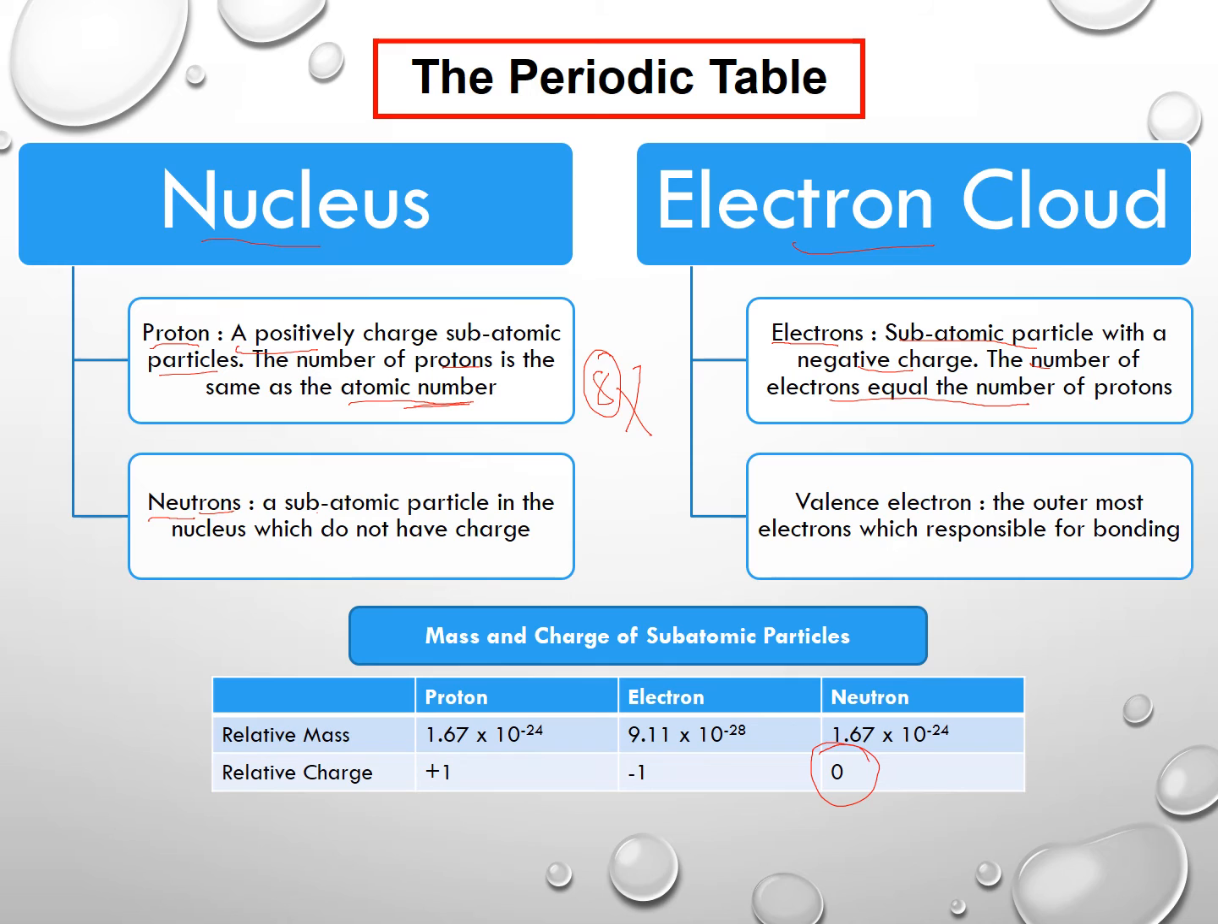Okay, the next one in the electron cloud, we will have valence electron. So the valence electron is the outermost electron which responsible for the bonding. Macam tadilah saya tunjuk contoh oksigen. So the outer ni, the outer shell ni, yang paling luar sekali, itu dipanggil sebagai valence electron. So biasanya valence electron ni yang kita akan guna untuk kita bentuk sesuatu ikatan lah dalam organic compound.